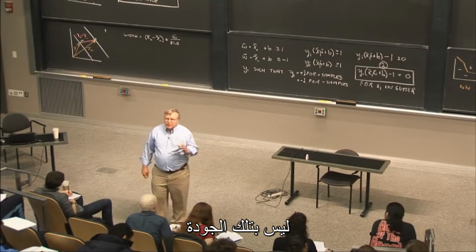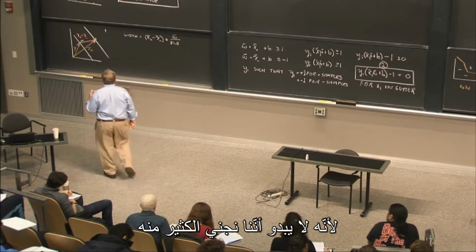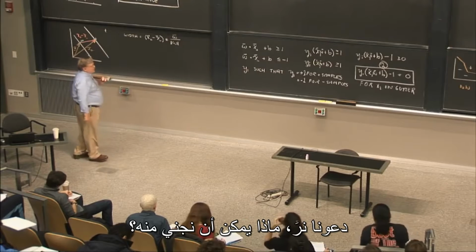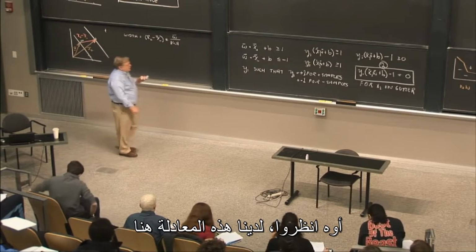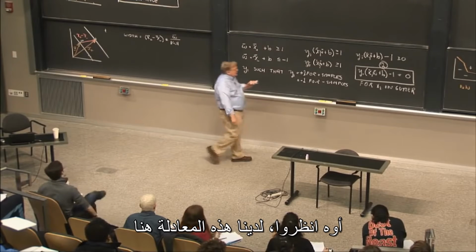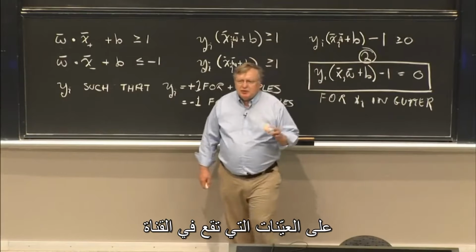Doesn't do us much good because it doesn't look like we can get much out of it. Oh, but I don't know. Let's see, what can we get out of it? Oh, gee, we've got this equation over here, this equation that constrains the samples that lie in the gutter.